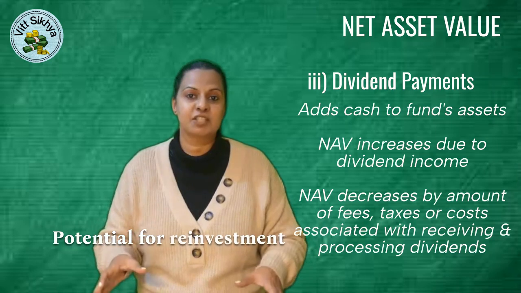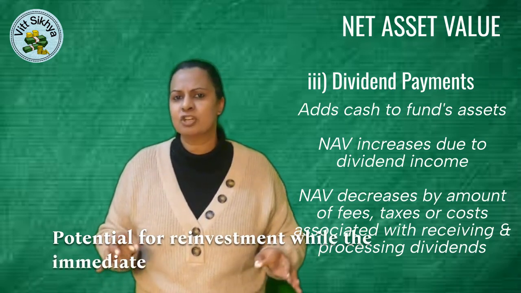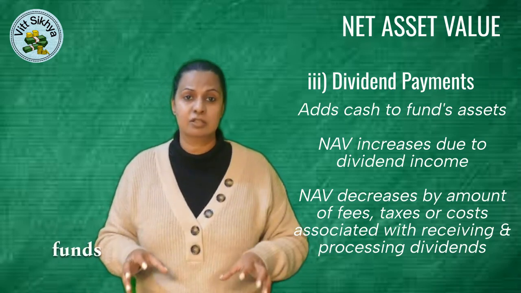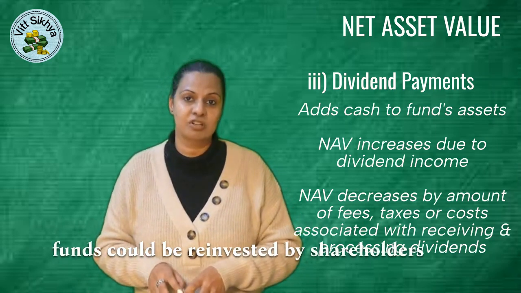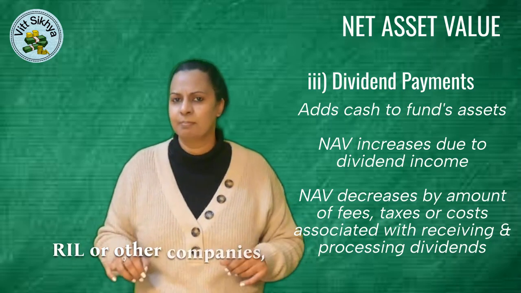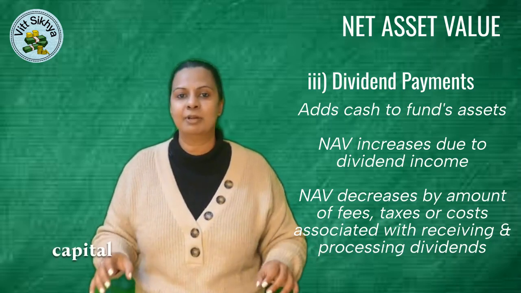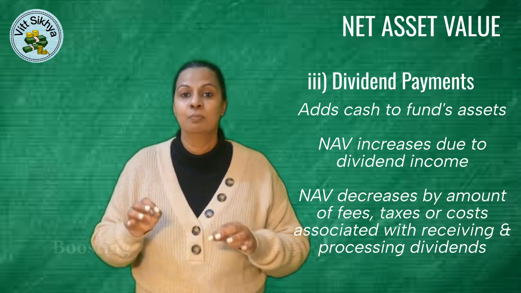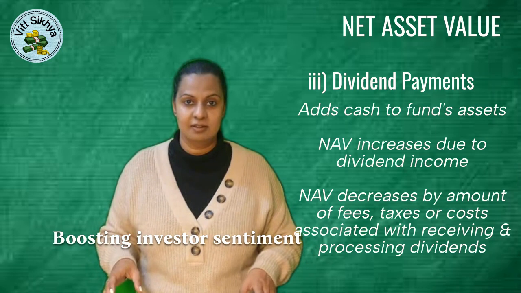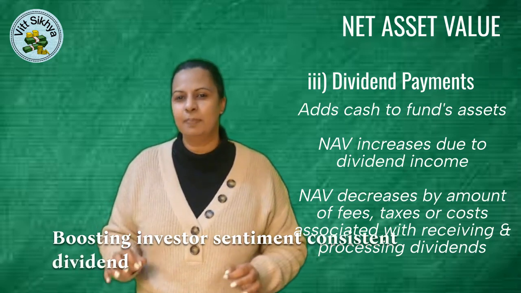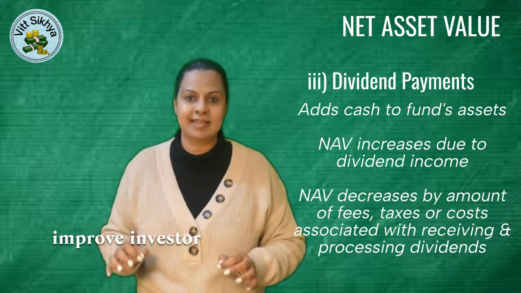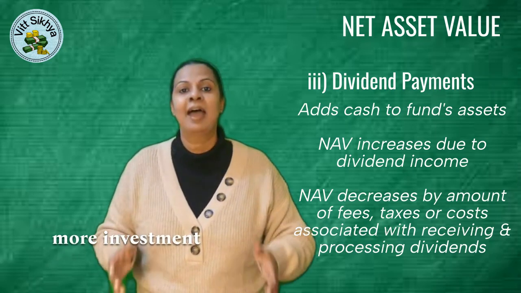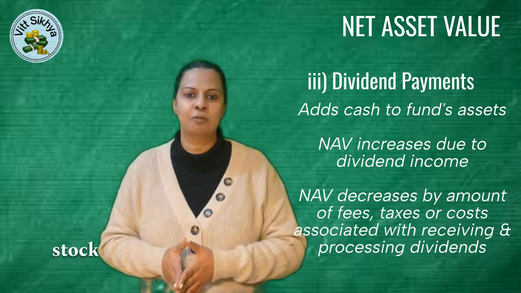Potential for reinvestment. While the immediate impact is a decrease in NAV, the distributed funds could be reinvested by shareholders in RIL or other companies, potentially leading to capital appreciation in the long run. Boosting investor sentiment. Consistent dividend payment can improve investor sentiment towards the company, attracting more investment and potentially driving up the stock price over time.